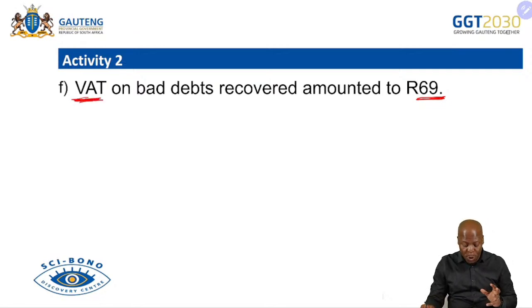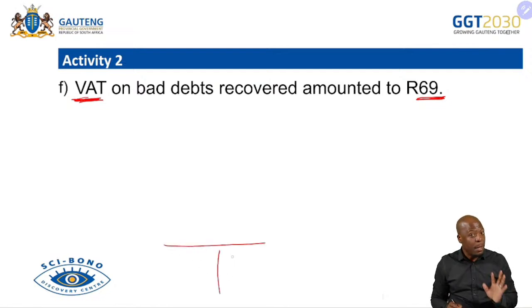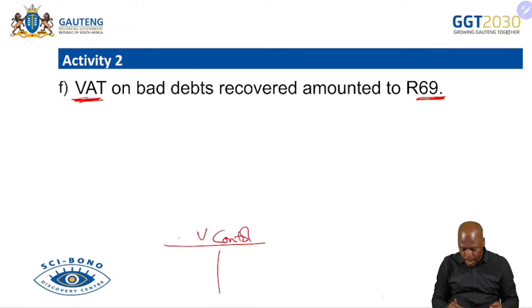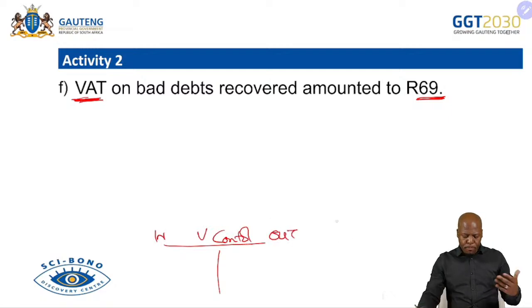But what we want to know is if it's bad debts recovered. Is it input or output? Let's try to establish that. The easiest way for me to explain it to you, I'm going to be literal, I'm going to be slow, and I want you to understand this. The easiest way is to open a VAT control. Let me say this is my VAT control. Okay? And here's my input, here's my output. Okay? Now, bad debts recovered.